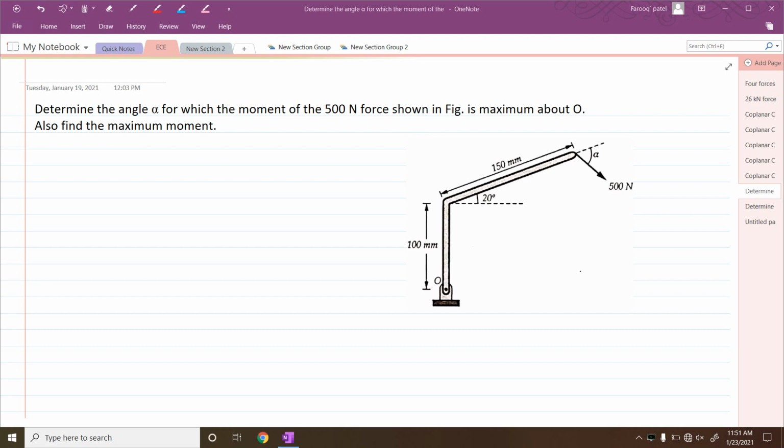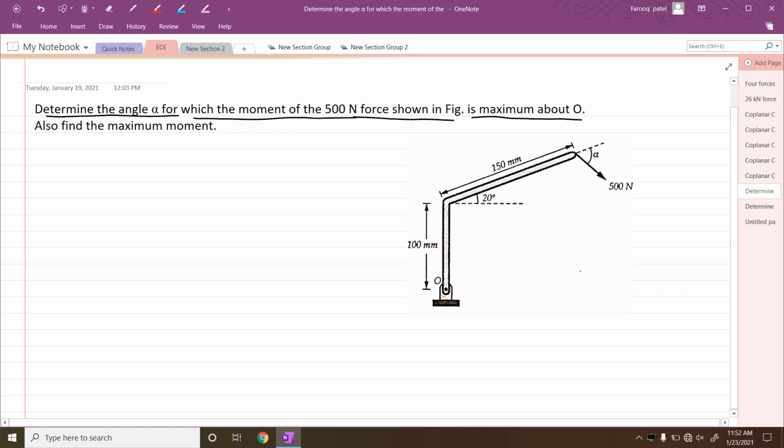Hello everyone. In this video, we will try to find out the moment due to the force. So let us see the question first. So we have to determine the angle alpha for which the moment of the 500 Newton force, which is shown in the figure, is maximum about O.